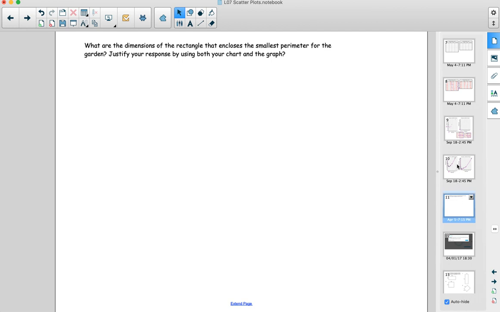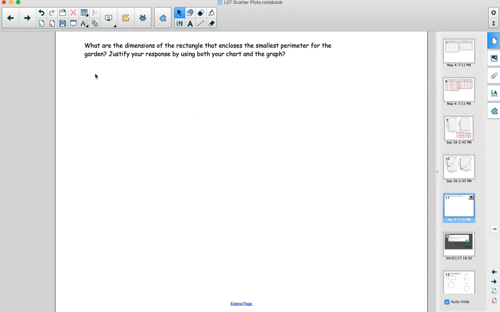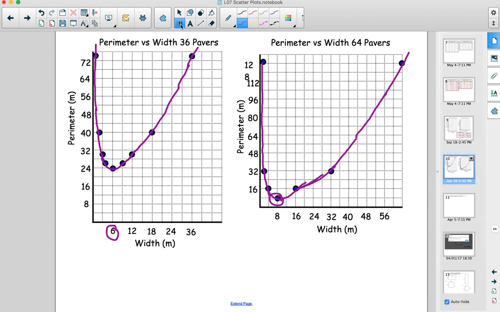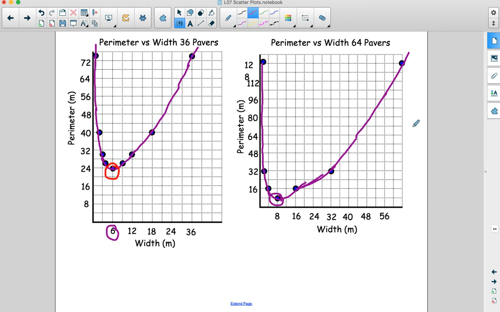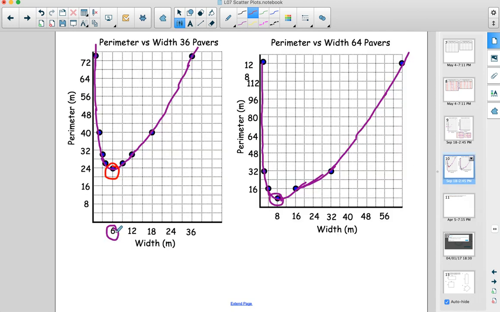I'm just going to show you that on the graph, we are hitting a vertex down here, and this time the vertex is the low point. So you'd note that in your solution. You would say visually from the graph, I might even highlight this for my teacher in a different color. We'll highlight that in red. Visually from my graph, we can see that there is a minimum at the vertex, and that is occurring when the width is 6 and we have the smallest perimeter of 24.